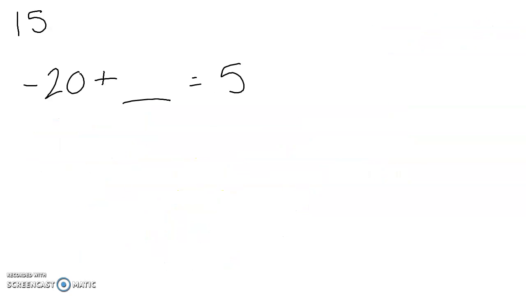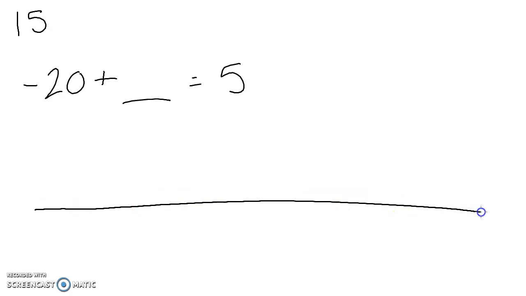Part D for number 15 is a negative 20 plus something equals 5. So this one I will do with a number line, and then I will show you with the variable. So I'm down here at negative 20, and I have to get way up to 5.